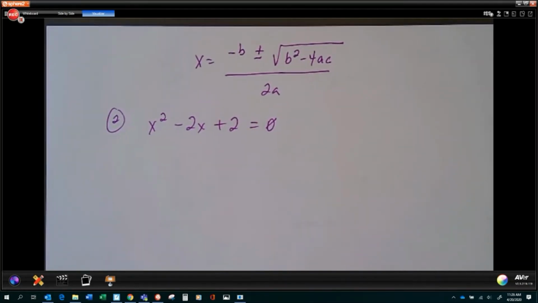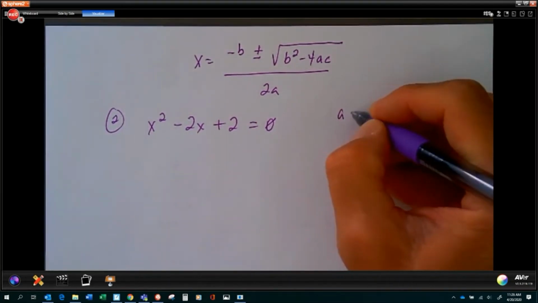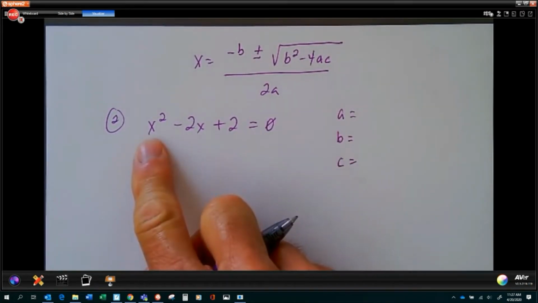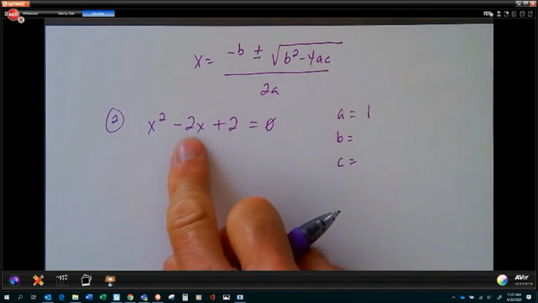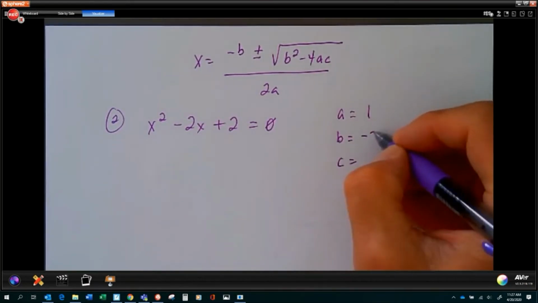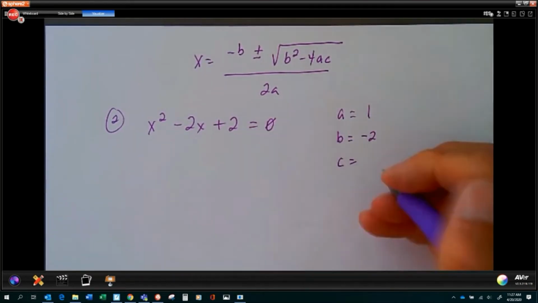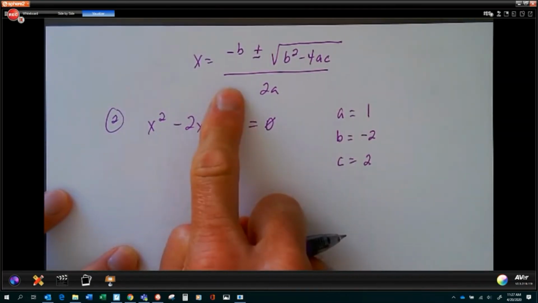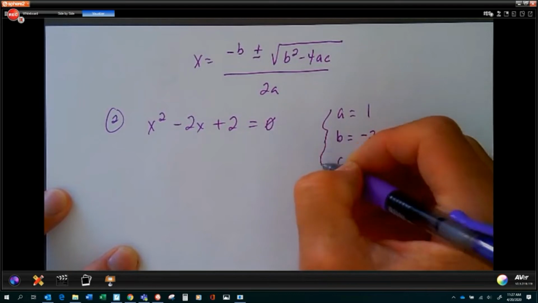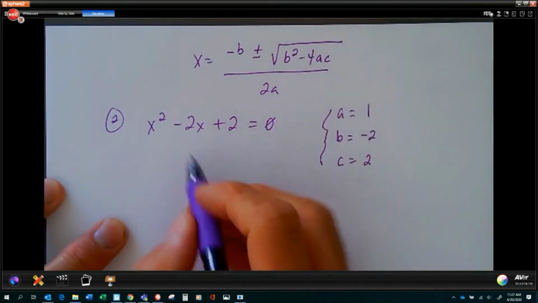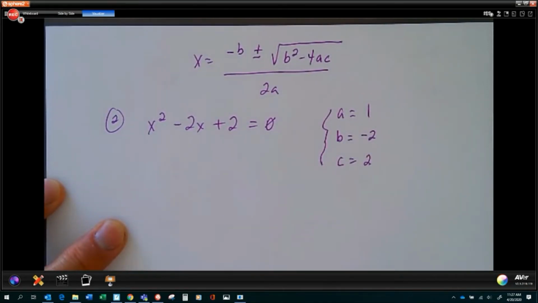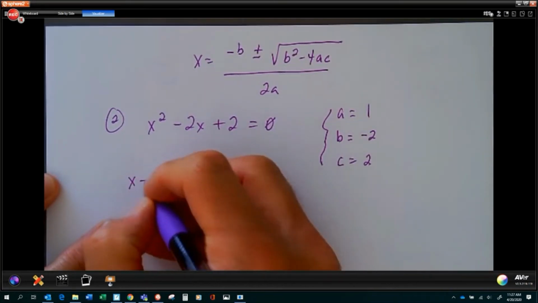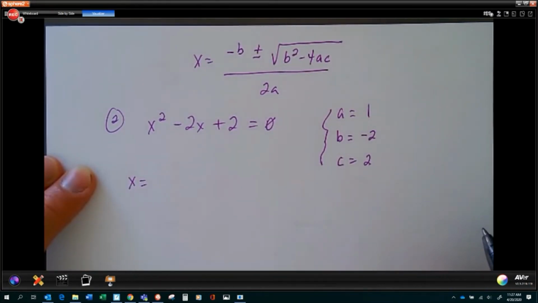Alright, so the first step is going to be identifying our A, our B, and our C. I look over here, my A is positive 1, my B is a negative 2, and my C is a positive 2. At that point, we put these into the quadratic formula. You can try factoring it. You're not going to be able to, and I'll tell you why here in a minute. So let's show this by putting this in the quadratic formula.